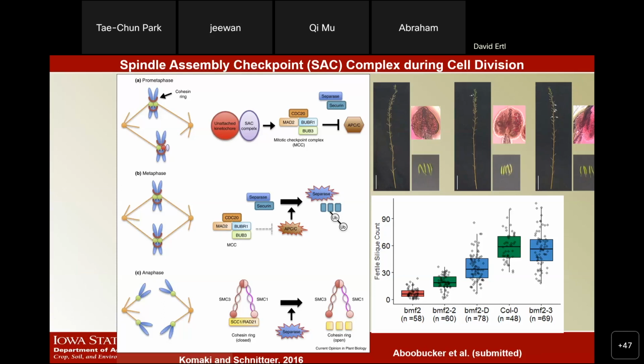He tested that, so Siddiq Abu Bakr, I should not say he, Siddiq Abu Bakr, did this work, and he found a significant decrease with different alleles of BMF2, and he extended that work to other genes in the subcomplex and could confirm that as well.